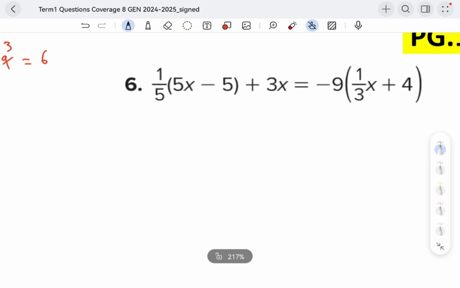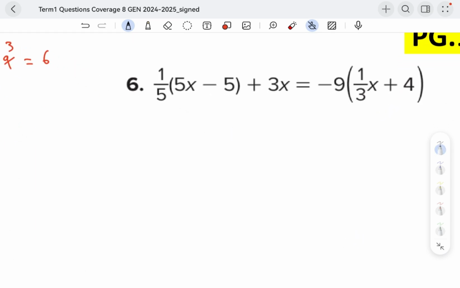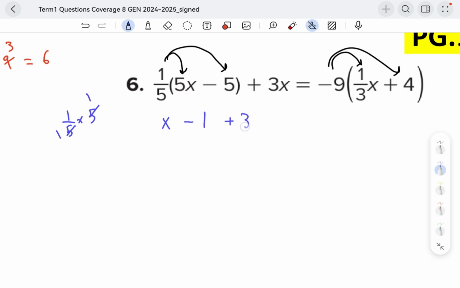Let's go for question number 6. Also, we're going to use the distributive property. We're going to multiply with all what is inside the parentheses. 1/5 times 5, this is equal to 1. You can do it here. 1/5 times 5, simplify, divide this by 5, give us 1, divide this by 5, give us 1. 1 times 1 is 1, so we're going to have 1x. 1/5 times the negative 5 also will give us 1, negative 1 plus 3x equals negative 9 times 1/3.